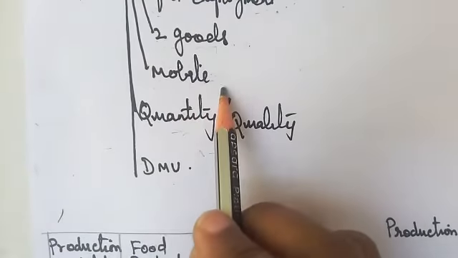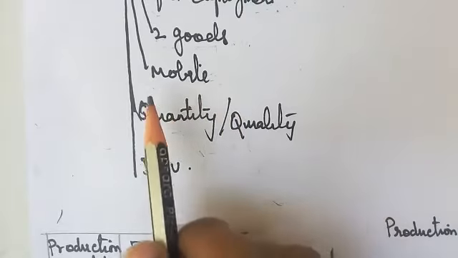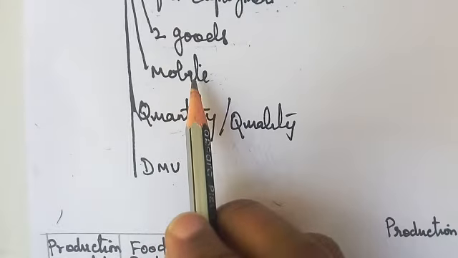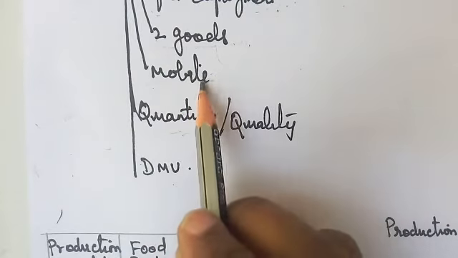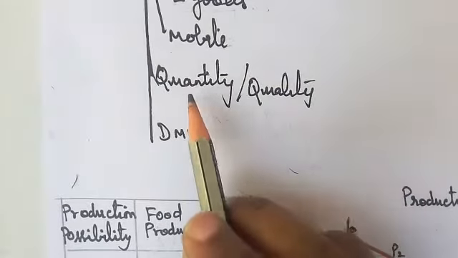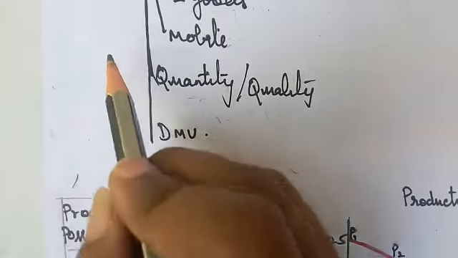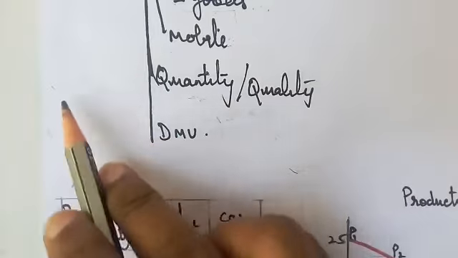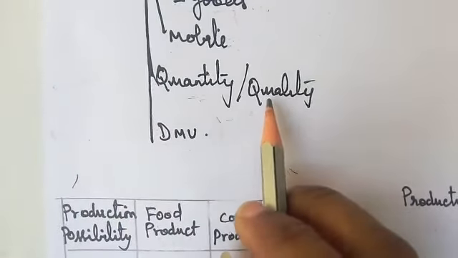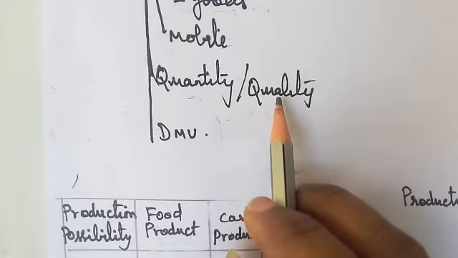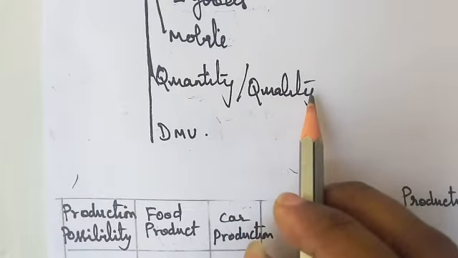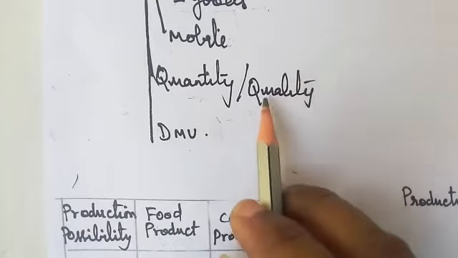Next is mobility. That means it should be movable. The resources we are using should be movable, shiftable. Next is quantity and quality. Quantity means if it's 100 ml, then 100 ml, with both products. Next is quality. The technology we are using, that quality should be the same. In between it should not be changed.